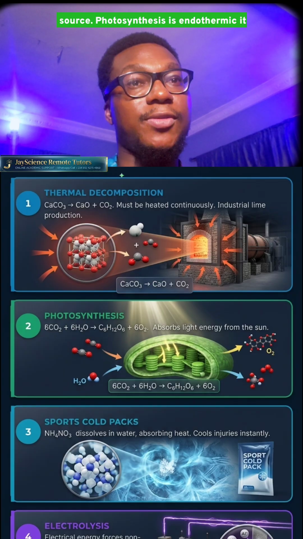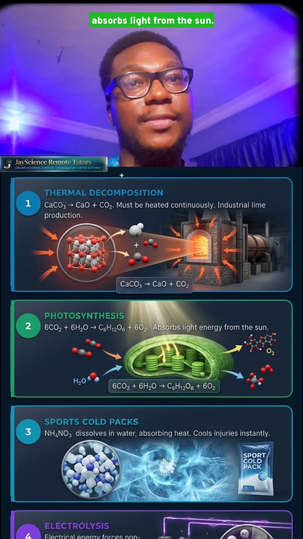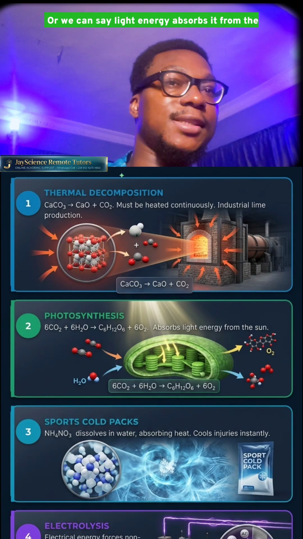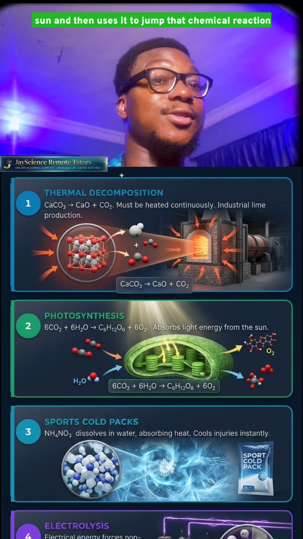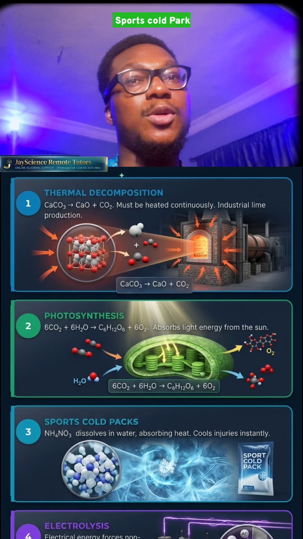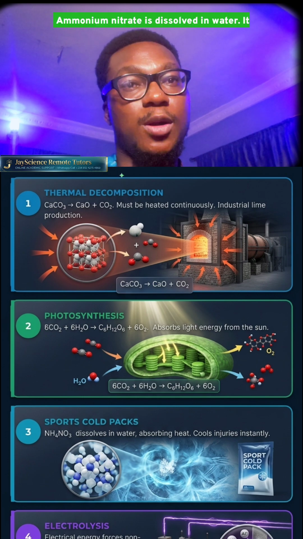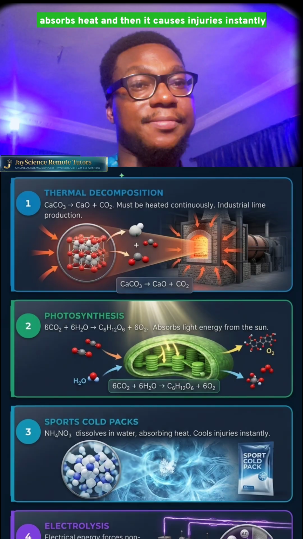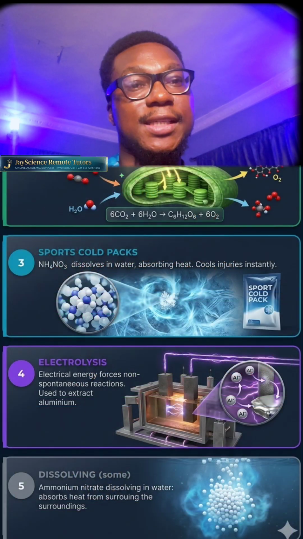Photosynthesis is endothermic. It absorbs light from the sun, or we can say light energy. It absorbs it from the sun and then uses it to jumpstart that chemical reaction. Sports cold pack. Ammonium nitrate is dissolved in water. It absorbs heat and then it causes cooling instantly.